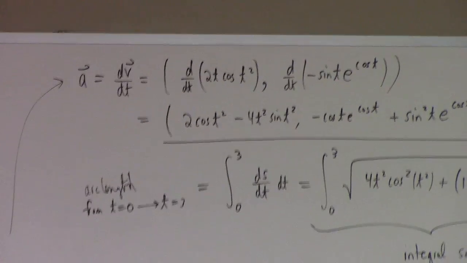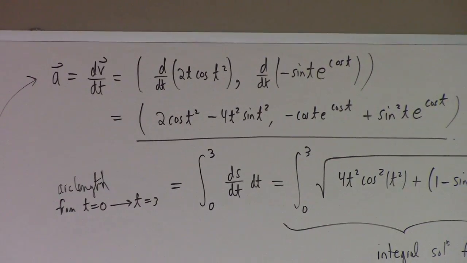Yep. So the blue is the velocity equation, and black got all the way to the side of the acceleration. Yeah, this is the acceleration. Acceleration is the derivative of the velocity. So we have to differentiate both of these with respect to time.